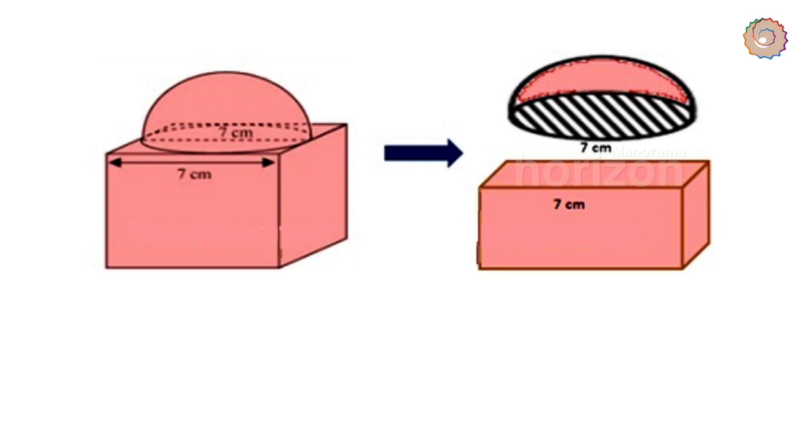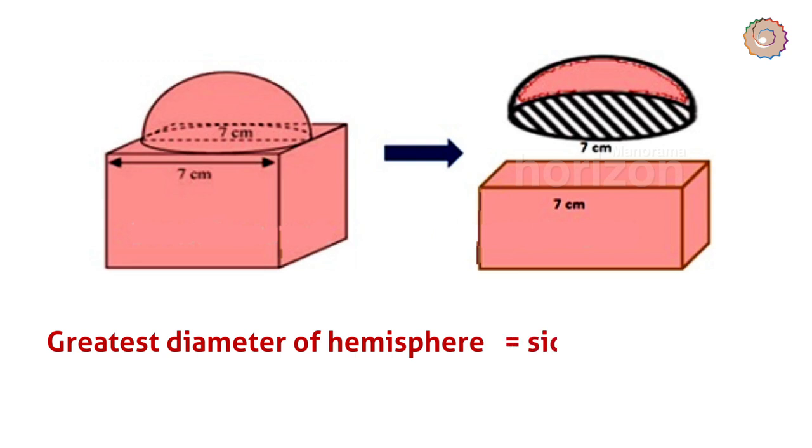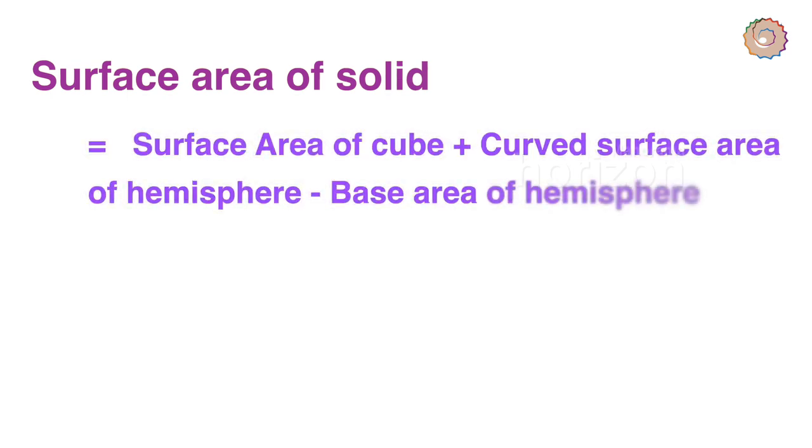Let's see the solution. The hemisphere can occupy the whole of the side of the cube. Hence, the greatest diameter of the hemisphere is equal to the side of the cube, which is equal to 7 cm. Now, the surface area of the solid is given by the surface area of the cube plus the curved surface area of the hemisphere minus the base area of the hemisphere. Here, the base of the hemisphere falls on the cube, so that area should not form part of the surface of the solid. Therefore, we subtract the base area of the hemisphere.